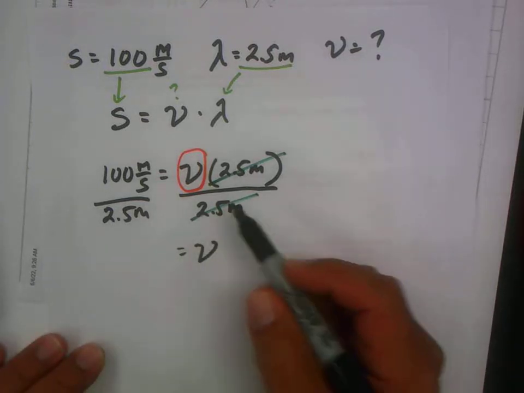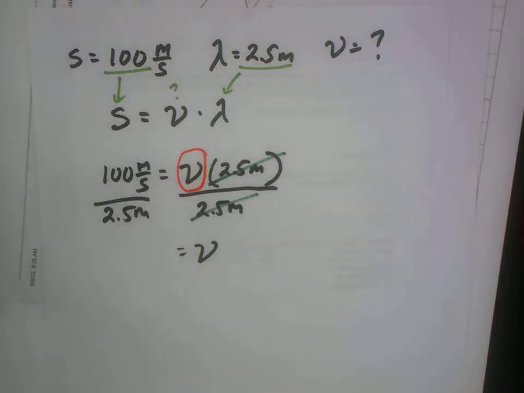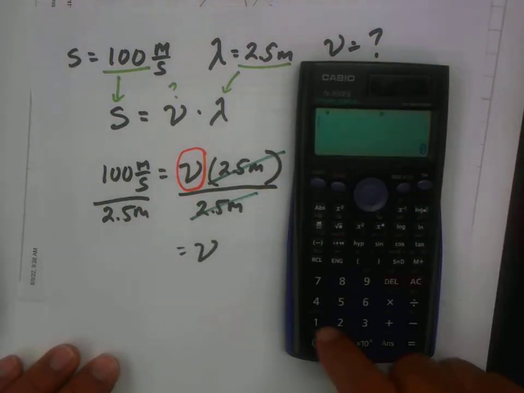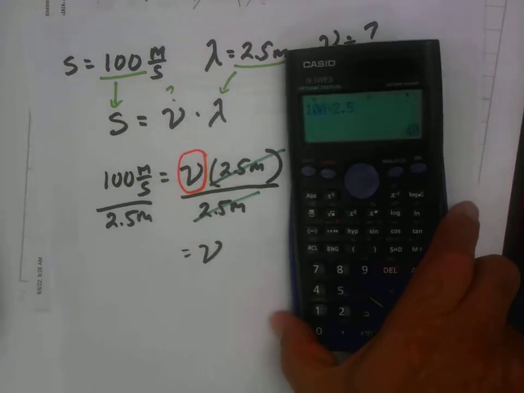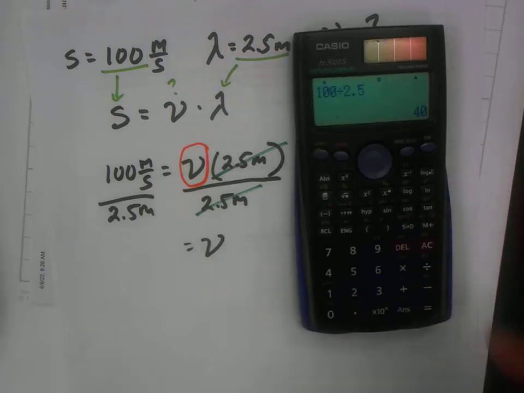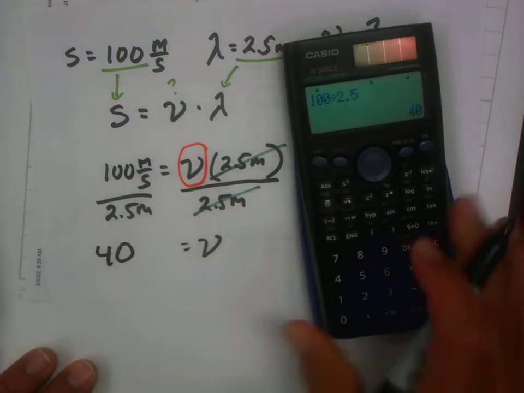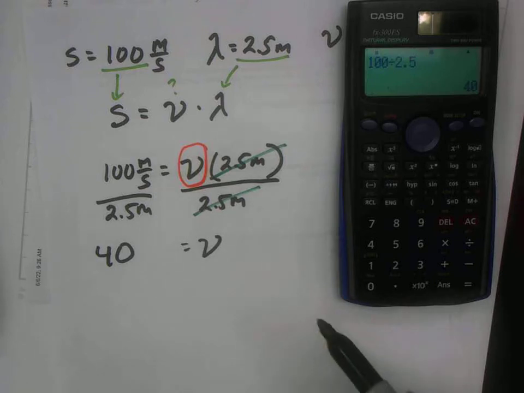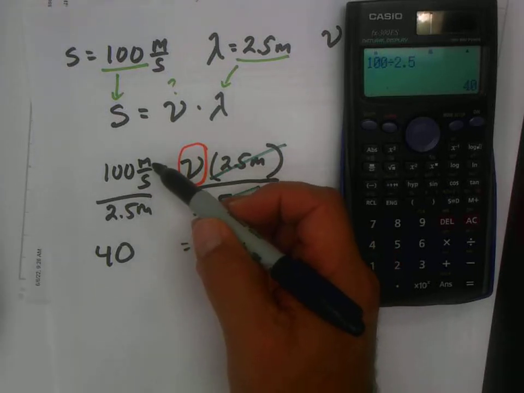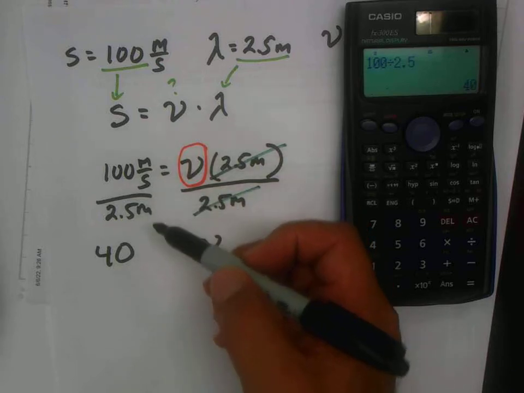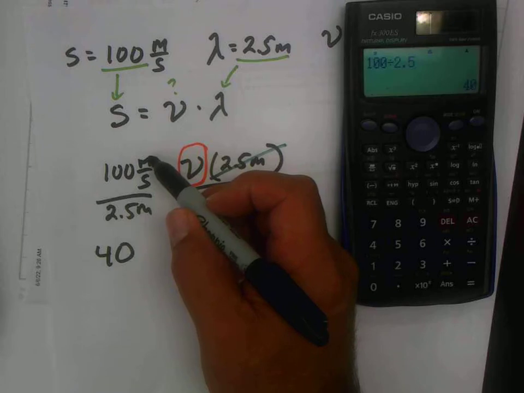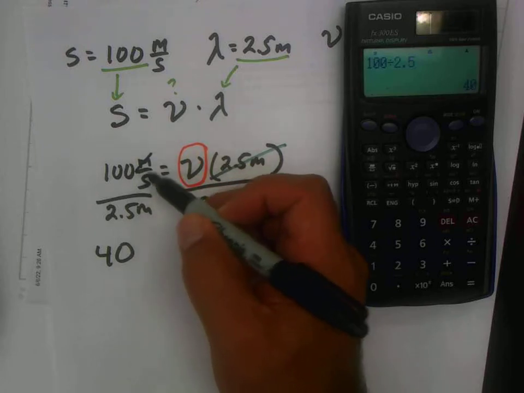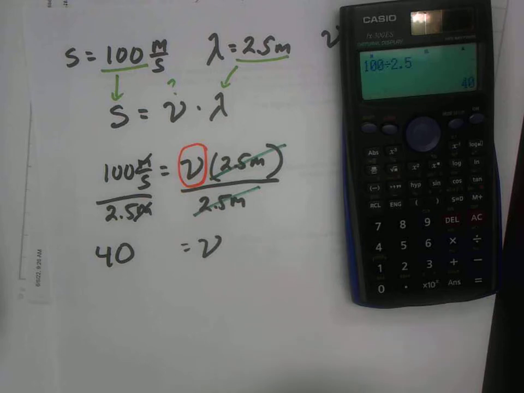So frequency is going to be equal to, now this is where your calculator comes into play, 100 divided by 2.5. You take 100 divided by 2.5. You're going to get 40. Okay. So you're going to get 40, but 40 what? What units? Well, you'll notice that the 100 had meters per second as its units. The 2.5 in the denominator had meters as its units. So we're going to have the meters in the numerator cancel out with the meters in the denominator, leaving us with just 1 over seconds.